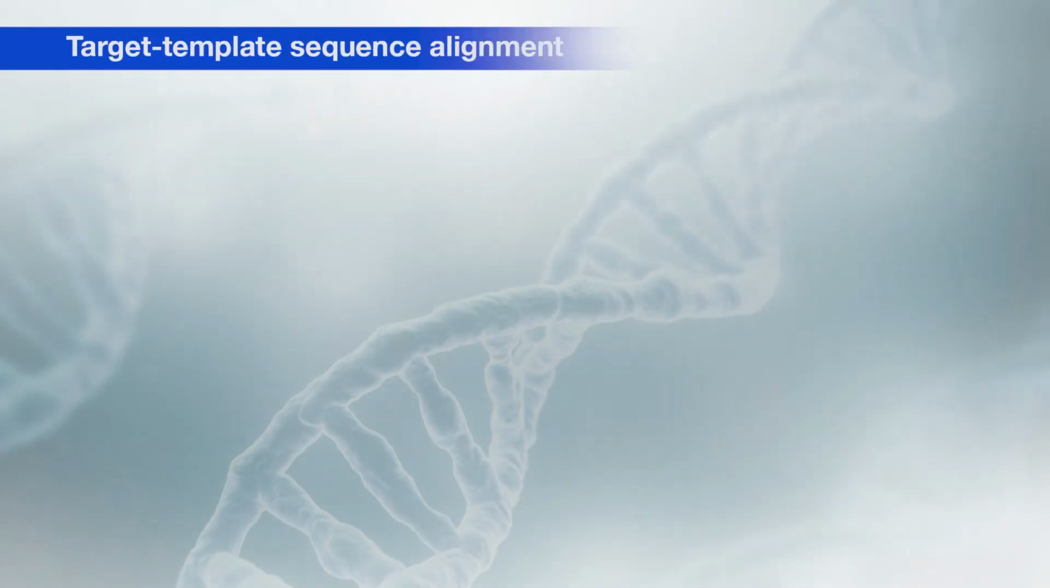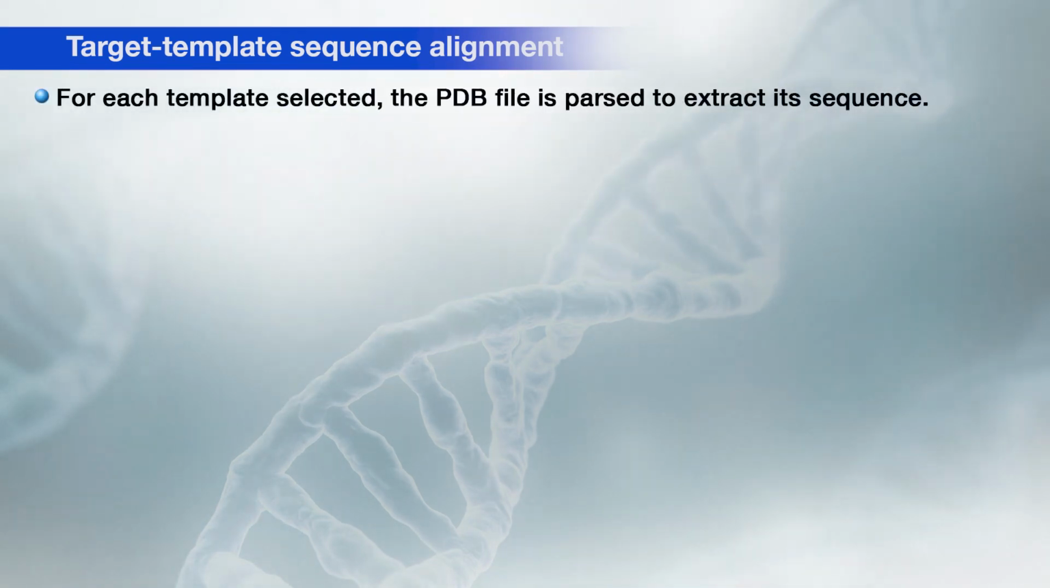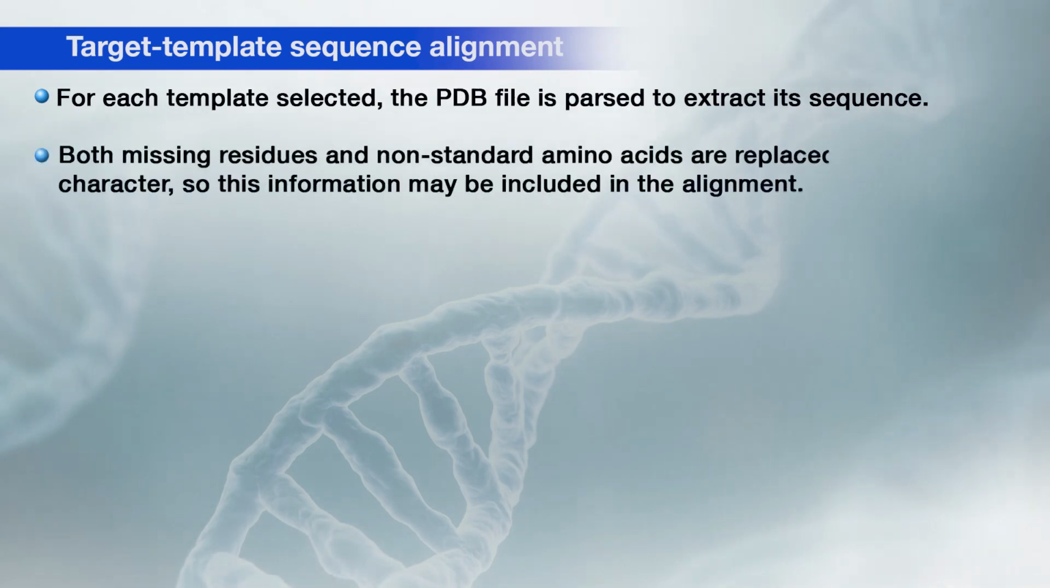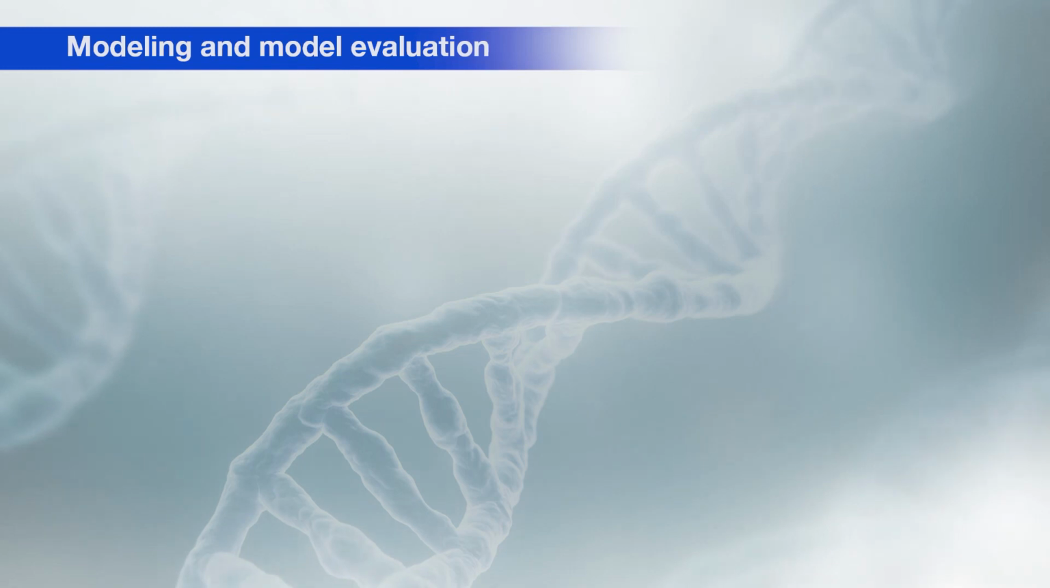Now, let us see target template sequence alignment. For each template selected, the PDB file is parsed to extract its sequence. Both missing residues and non-standard amino acids are replaced with an X character, so this information may be included in the alignment. PRIMO performs the alignment using MAFFT, MUSCLE, Clustal Omega and T-Coffee. After this, the modeling and model evaluation will be performed.